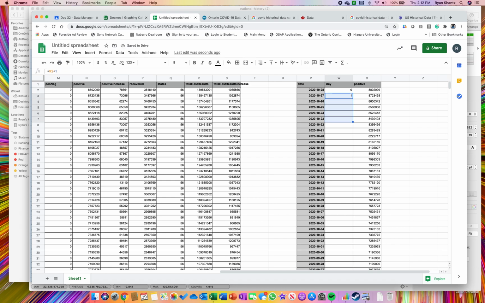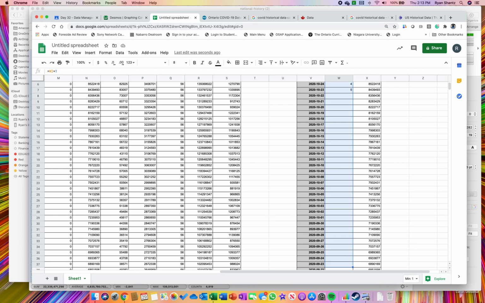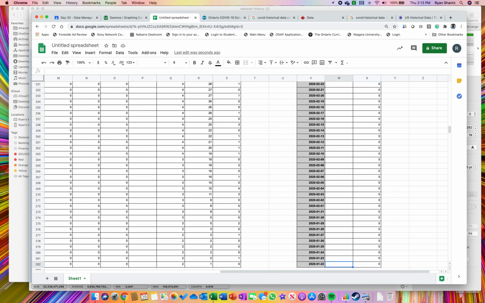Command D on a MacBook or Control D on a keyboard. D stands for down. You're filling that formula downwards. And then I'm going to go to the bottom.